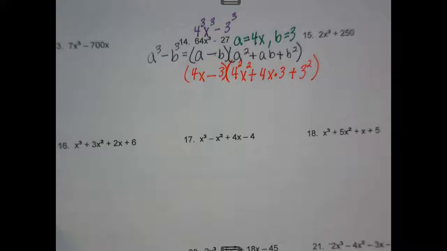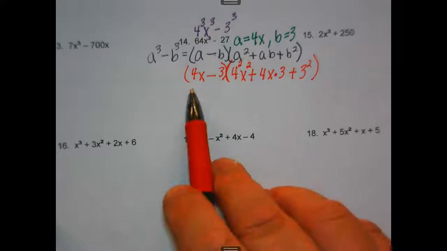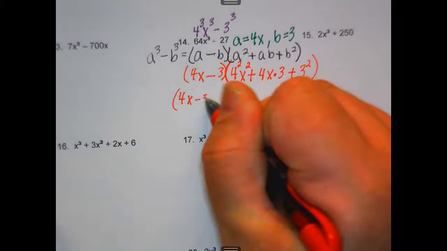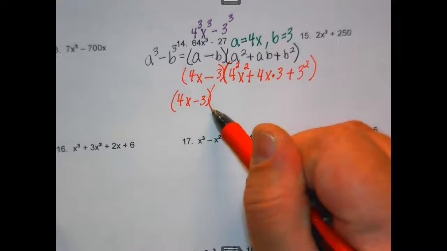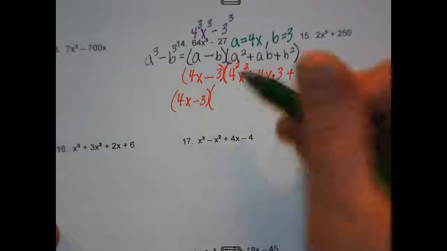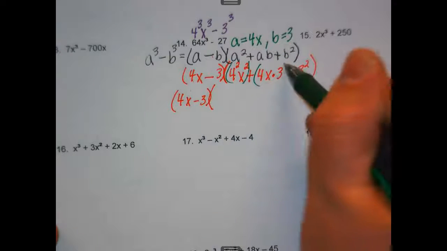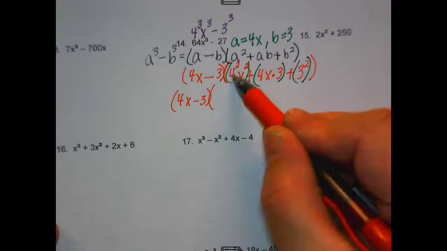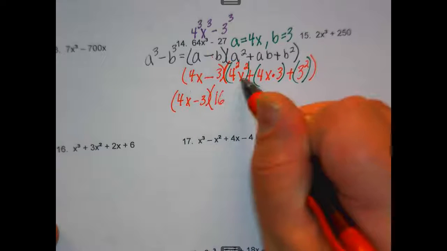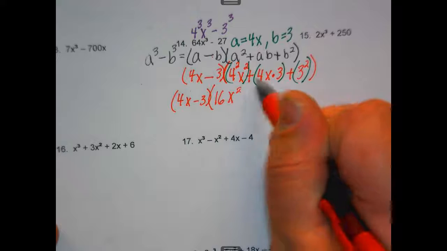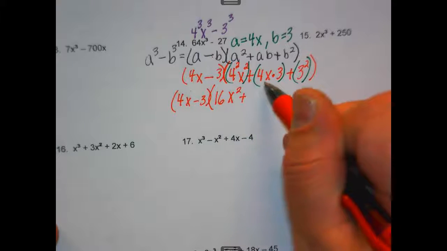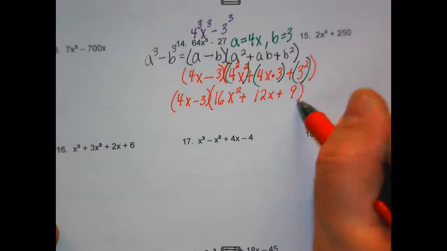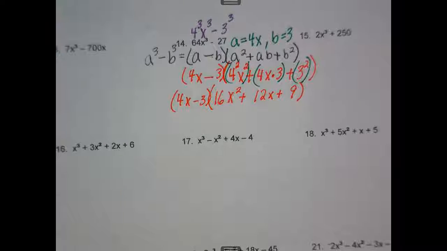All right. Nothing to simplify here. I have my 4x minus 3. Now, again, guys, be careful. This is one term. This is one term. This is their third term. Okay. 4 squared x squared plus 12x plus 9. Okay, that's my answer.